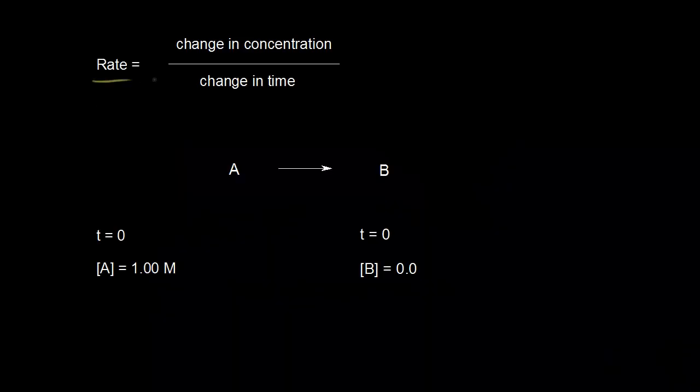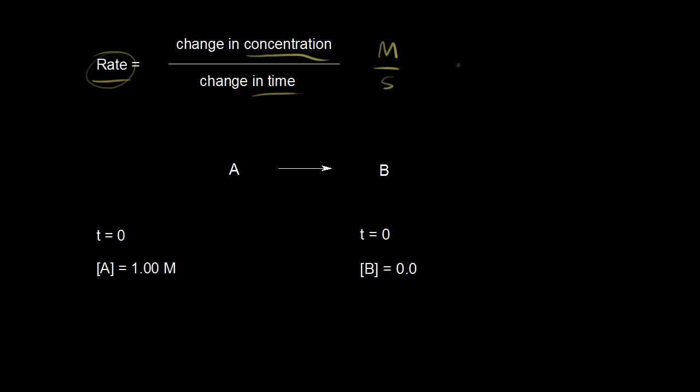The rate of a chemical reaction is defined as the change in the concentration of a reactant or a product over the change in time. And concentration is in moles per liter or molar, and time is in seconds. So we express the rate of a chemical reaction in molar per second.